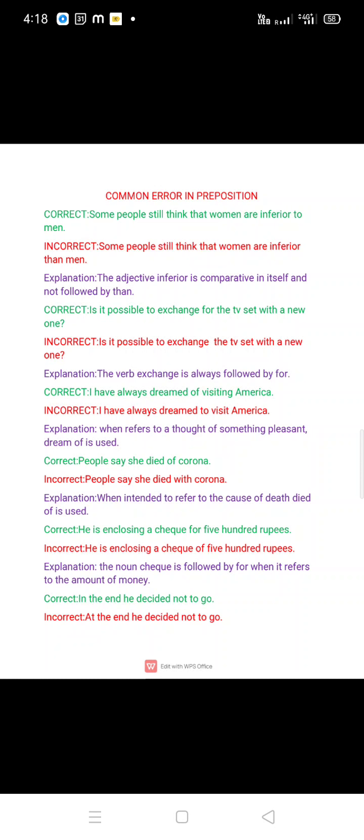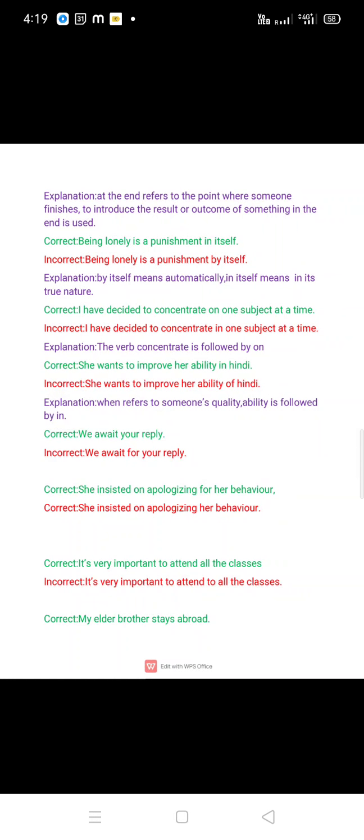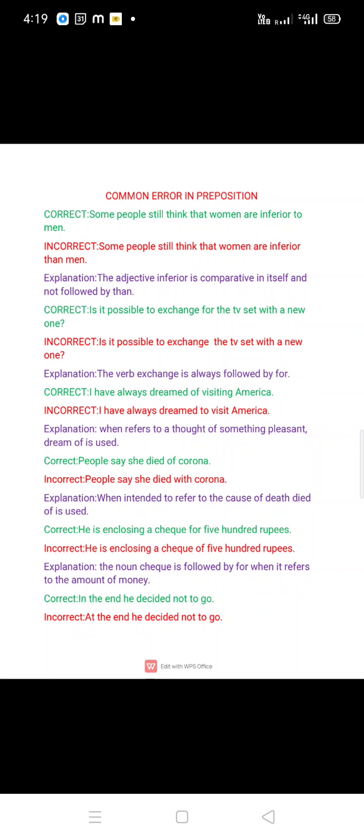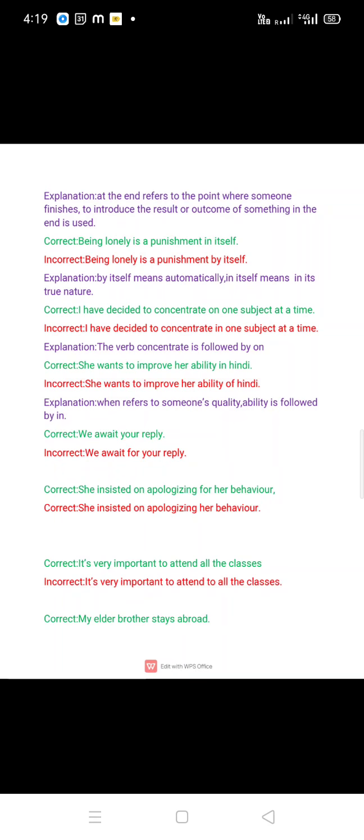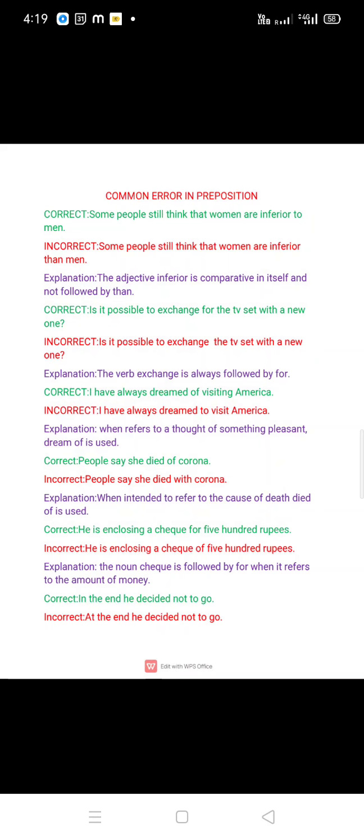At first look at the incorrect sentence. At the end he decided not to go. Okay, then look at the explanation why at the end should not be used. Why in the end? In the end he decided not to go, not at the end. This is also a very common mistake.